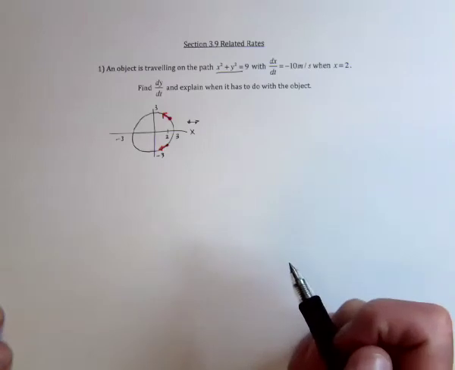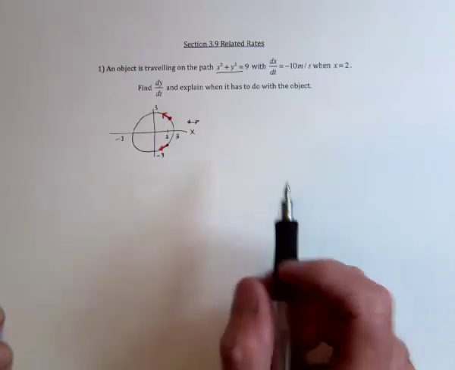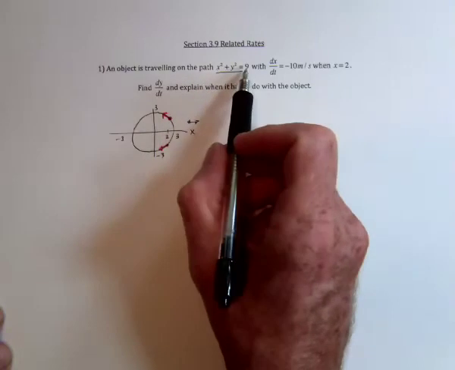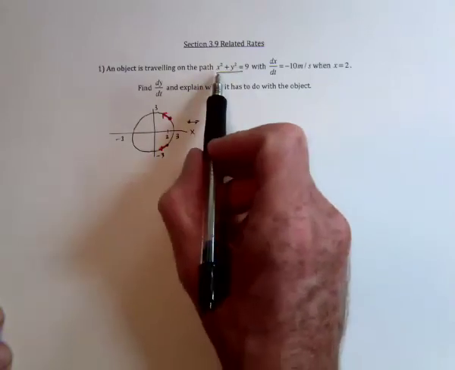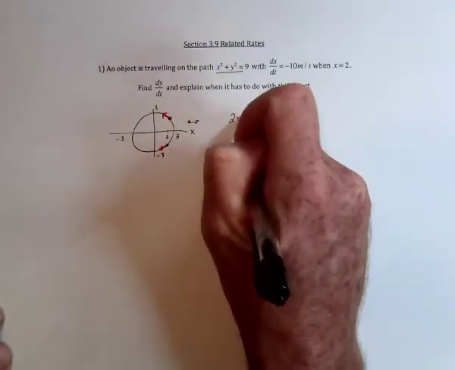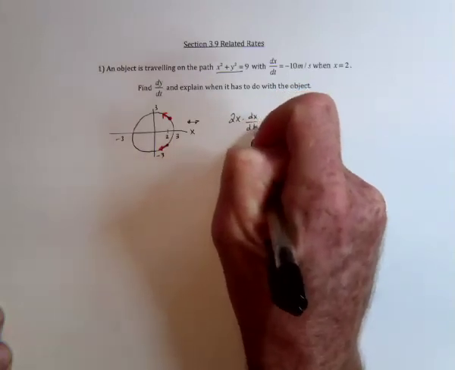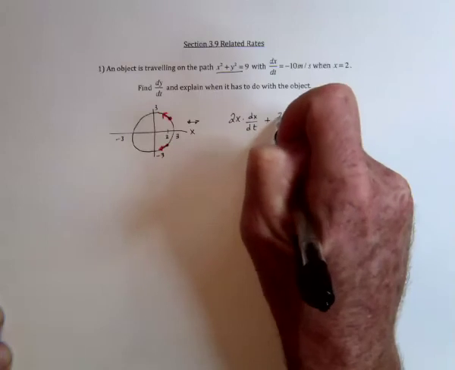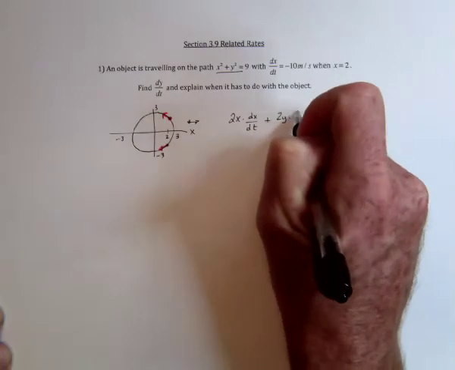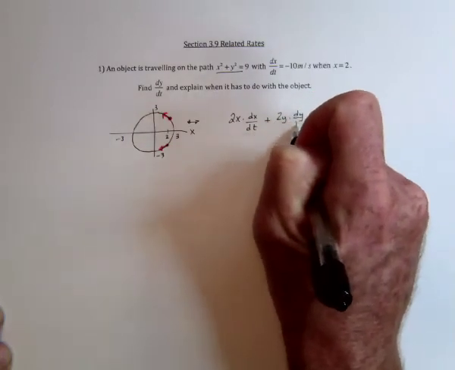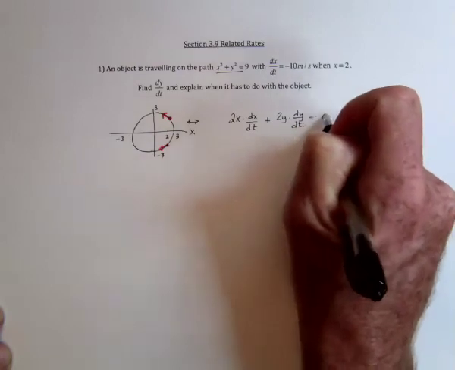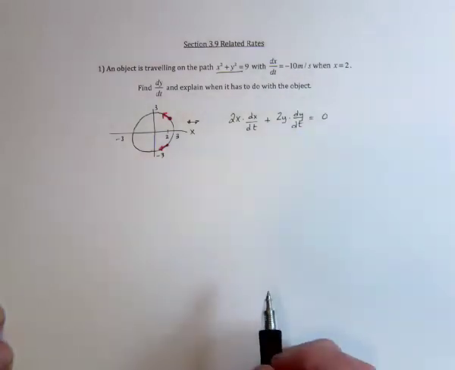Okay, so now find dy dt. So that's implicit differentiation. Take the derivative of this with respect to t. So this is going to be a 2x, and then you have to take the derivative of x with respect to t. Likewise, it's going to be 2y, and then take the derivative of y with respect to t. And the derivative of a 9 is 0.